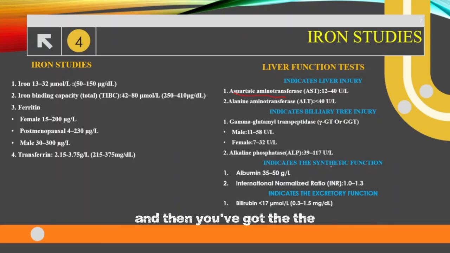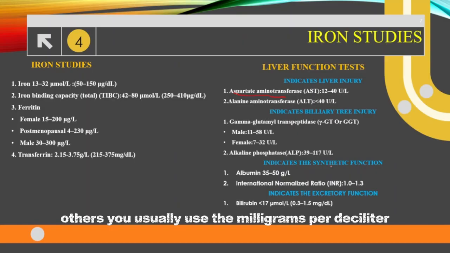And then we've got the last one, which is the excretory function of the liver. If you want to identify the excretory function of the liver, you determine what is called bilirubin. The normal is less than 17. Also, you can say less than 1. So 1 and 17 are one and the same. 1 milligram per deciliter is equivalent to 17 micromole per liter. You can use either unit, but usually you use milligrams per deciliter.